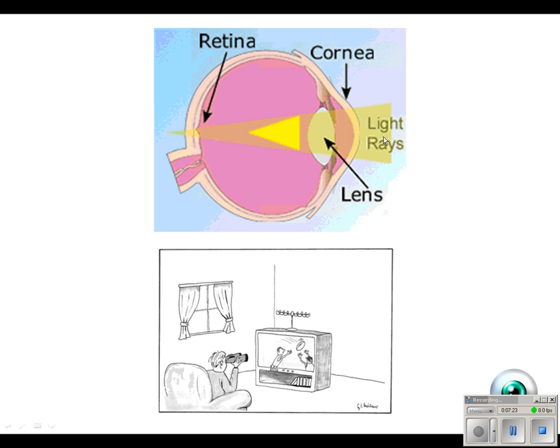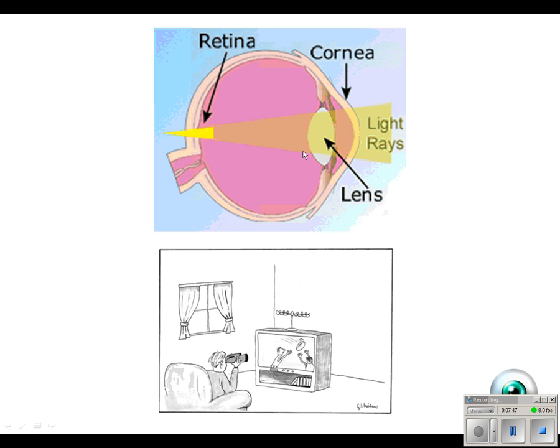So again, if we're looking at someone that's farsighted, the light is coming in, okay, passing through the cornea, through the pupil and through the lens to the retina. We want the light to focus right here on the retina. So what happens is those lenses that you wear are going to adjust that and make up the difference so that the light is only focused on the retina so you see clearly.